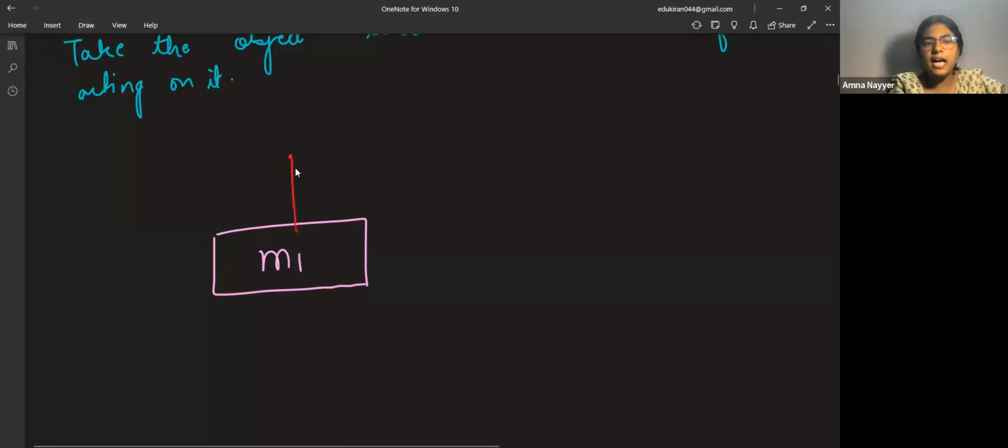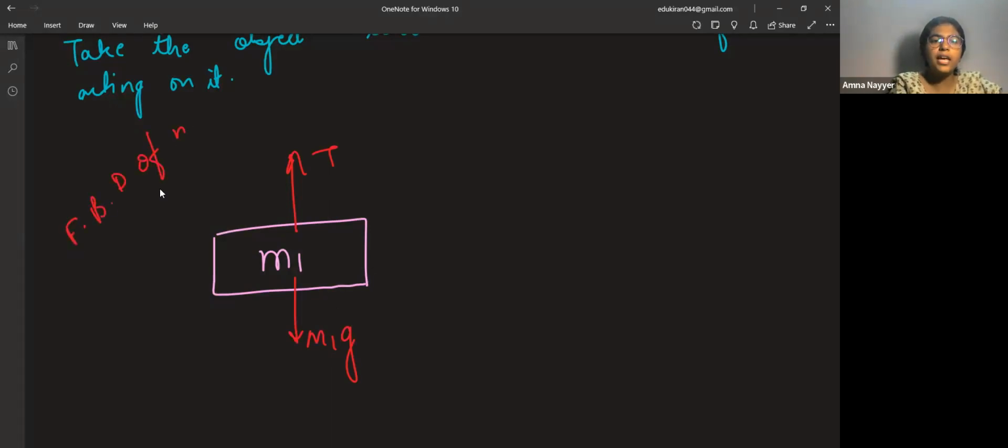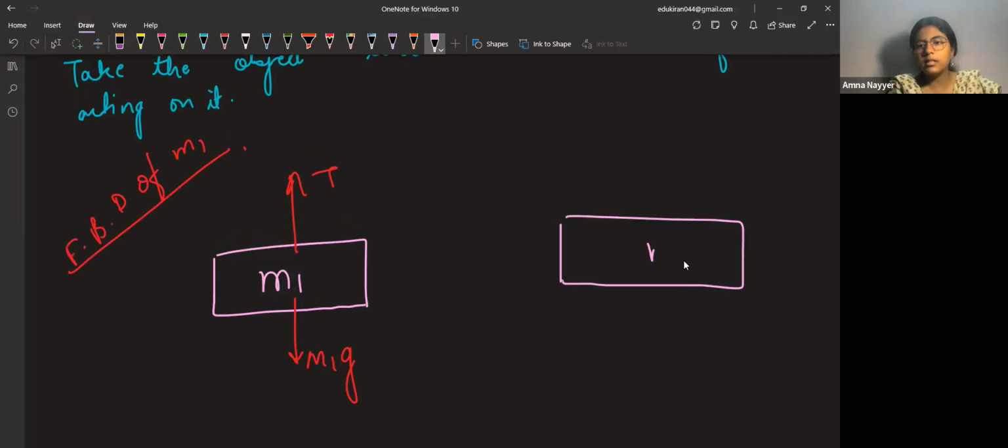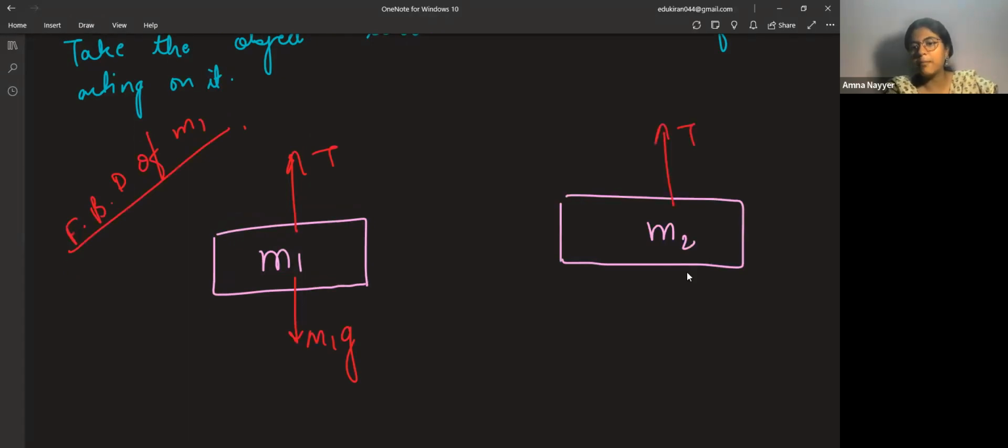Here I remember tension was acting. Here m1g force was acting. So this is the FBD. This we will call the free body diagram of m1. Suppose I'm talking about m2. Here also, as we remember, tension was acting upwards and m2g was acting downwards. So this is the free body diagram of m2. Clear? This is what is meant by free body diagram.